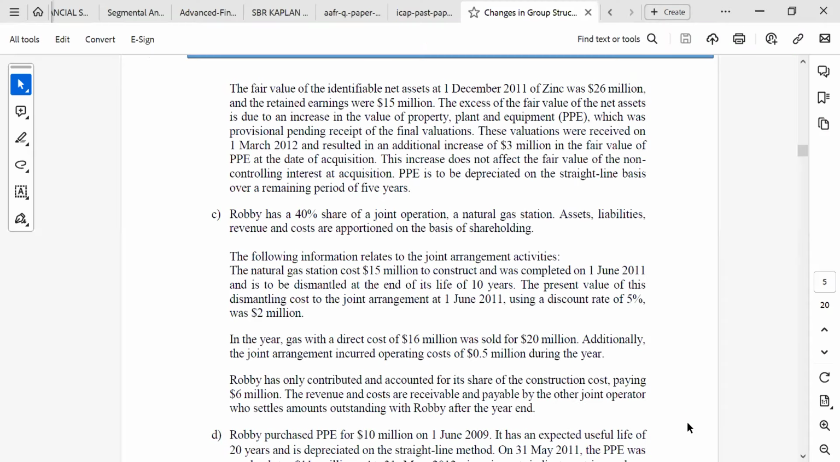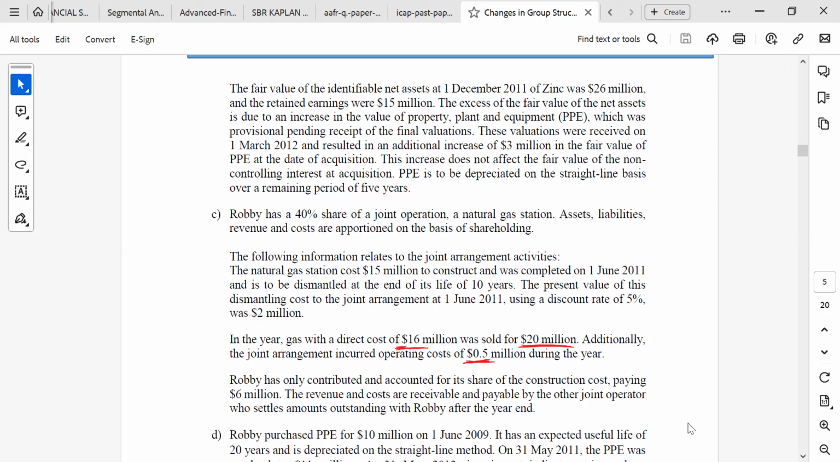Ruby has only contributed and accounted for its share of the construction cost, paying 6 million. The revenue and costs are receivable and payable by the other joint operator, who settles the amount outstanding with Ruby after the year end. Okay, let's come here. It means that all these sales that we have now are on credit. The cost, we haven't paid anything.